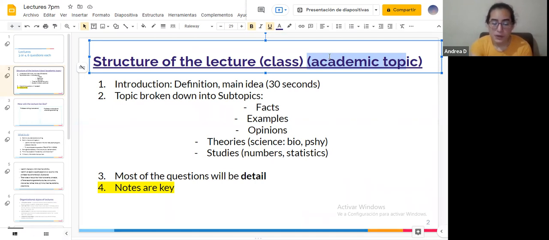Now, if you ask me, I would say that the most important part in order to do well in this specific part of the test is obviously understanding the lecture, but also understanding the structure of the lecture and taking good notes. That's the most important part. If you are able to take notes and understand at the same time, which is an ability that requires a lot of practice, then you're gonna be okay here. Otherwise, it will be hard for you.